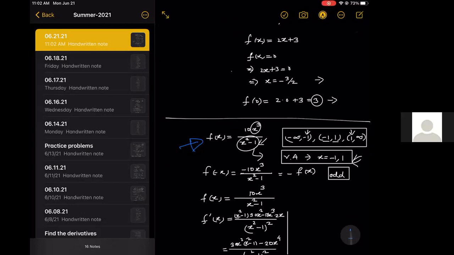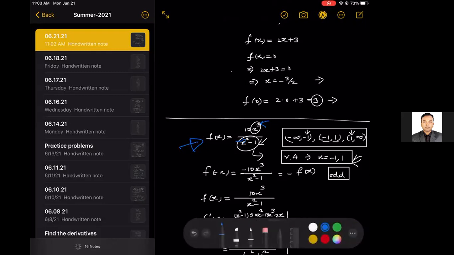Since the degree, that means the highest exponent in the numerator, is bigger than the highest exponent in the denominator, what can we conclude? Do you remember? Should it have a slant asymptote? Very good. We have a slant asymptote.